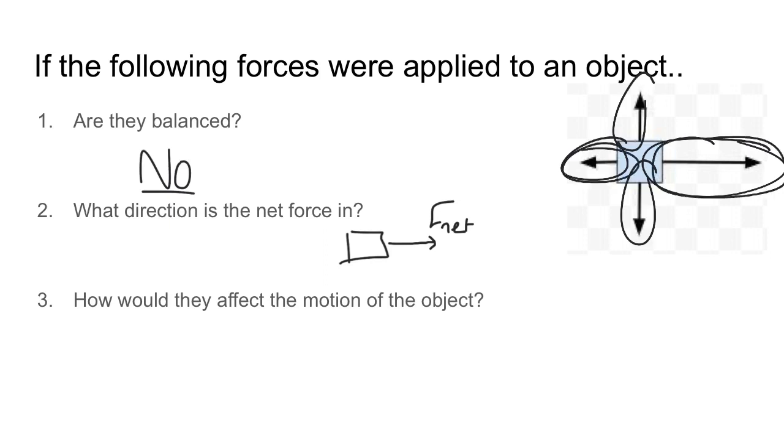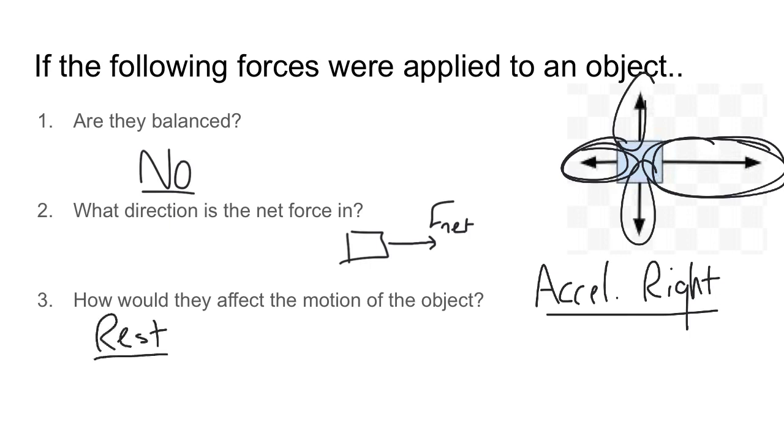And then how would it affect the motion of an object? Well, if we have a force acting to the right on this object, I know that it is going to accelerate to the right. It is going to have an acceleration to the right. Now that can mean different things based off of what the object is doing.